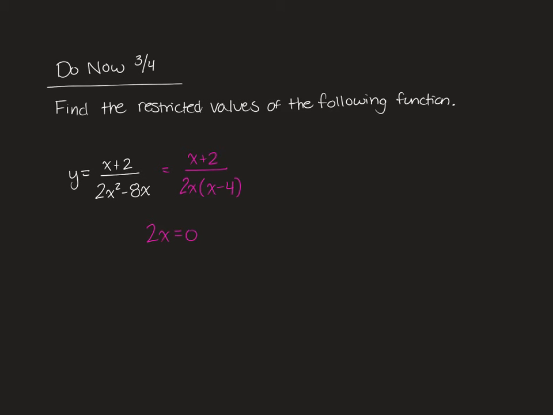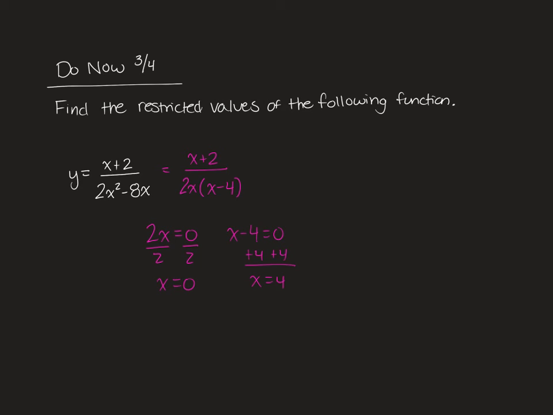We set each factor equal to 0 and then solve for x. So we have 2x equals 0. We're going to divide by 2, so x is going to equal 0. For x minus 4, add 4 to both sides. You will get x is equal to 4.